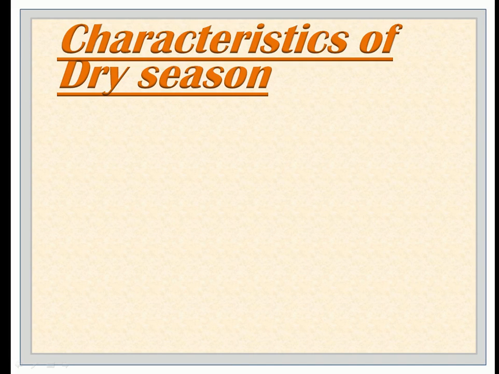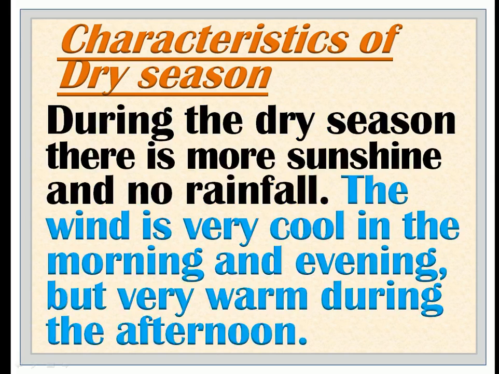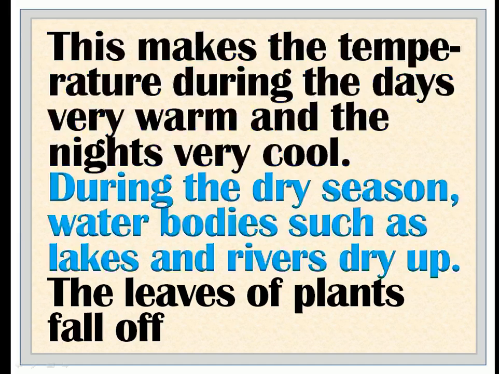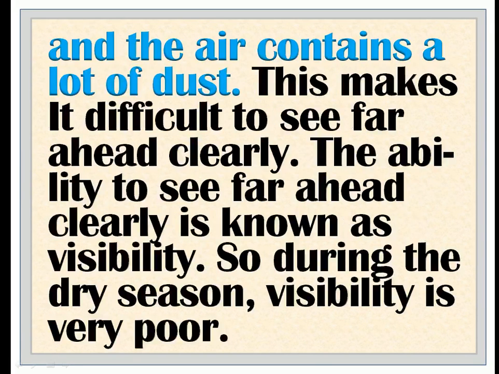Characteristics of dry season. During the dry season, there is more sunshine and no rainfall. The wind is very cool in the morning and evening, but very warm during the afternoon. This makes the temperature during the days very warm, and the nights very cool. During the dry season, water bodies such as lakes and rivers dry up. The leaves of plants fall off, and the air contains a lot of dust.